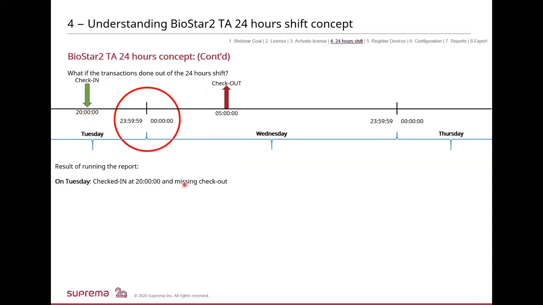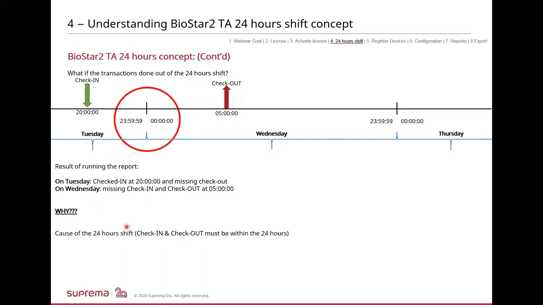But you have a missing check-out because the day has been closed. You have passed the day start time. And on the Wednesday report, you don't have a check-in. However, you have a check-out at 5 a.m. This is because the day start time set point was in between the two transactions.